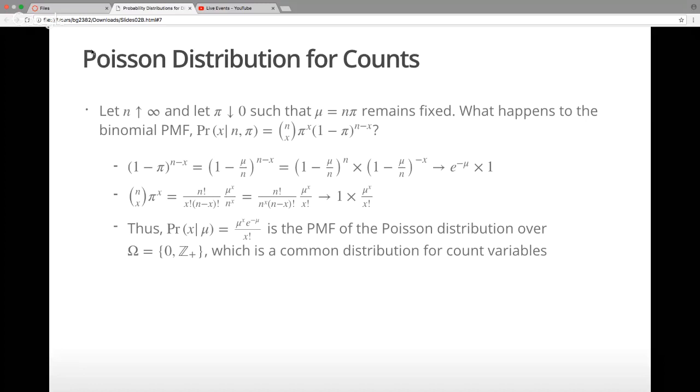And so to get around that, we might think about some limits. So what if n, the number of Bernoullis that get summed up, is allowed to approach infinity?